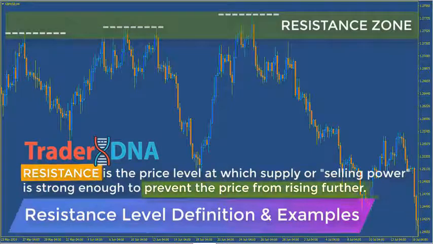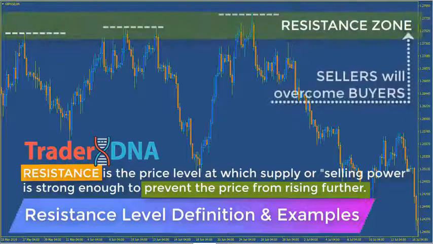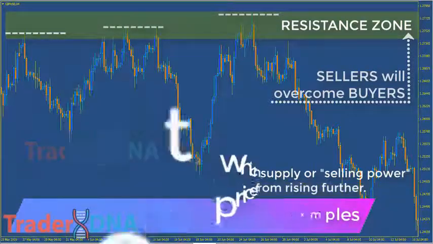from rising further. The rationale behind this is that as the price gets closer and closer to resistance and becomes more expensive in the process, sellers are more likely to sell and buyers become less likely to buy. In that scenario, supply or sellers will overcome demand or buyers, and that will prohibit price from going above resistance. Here are other examples of resistance level.